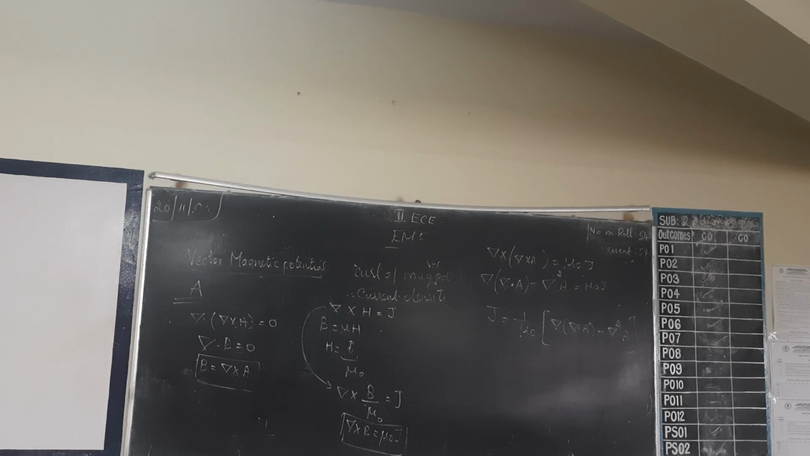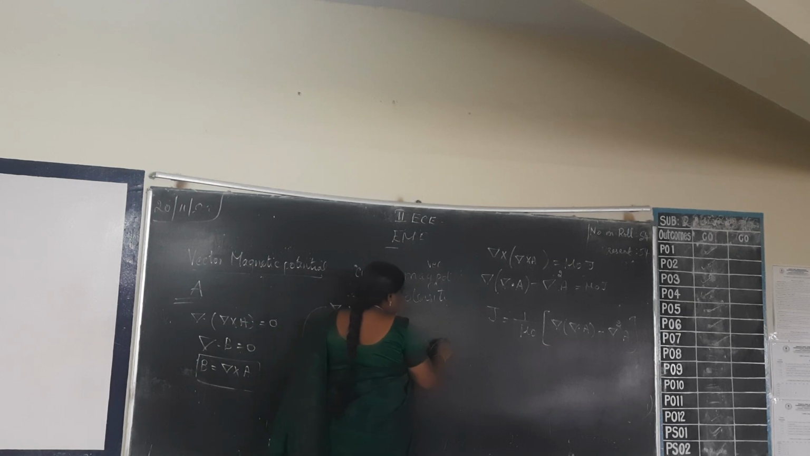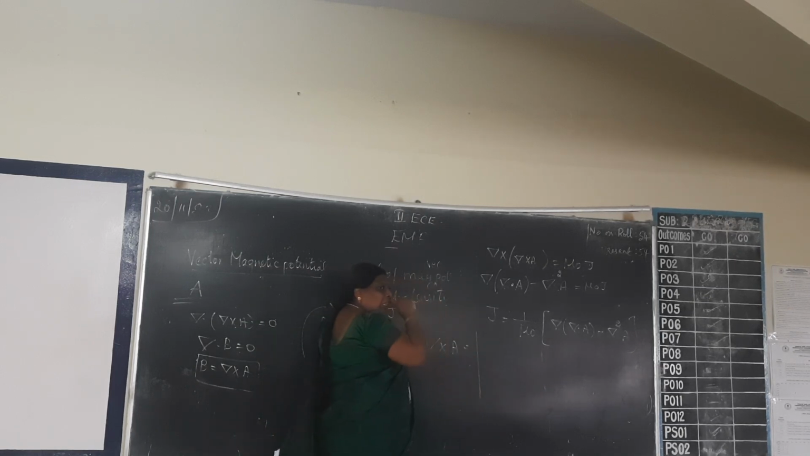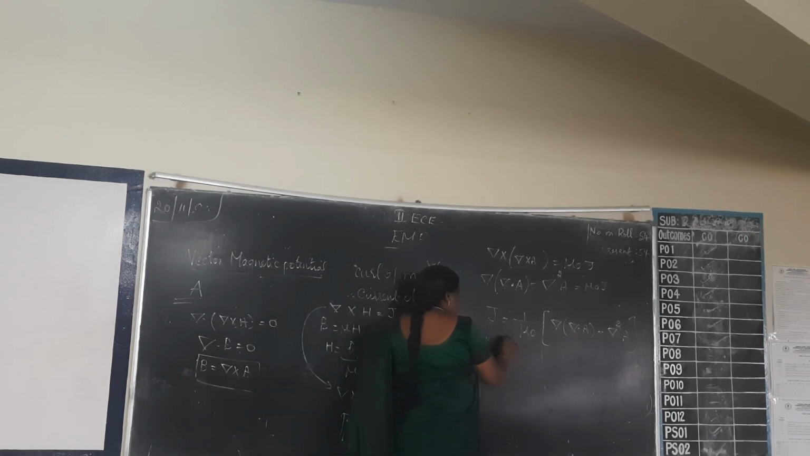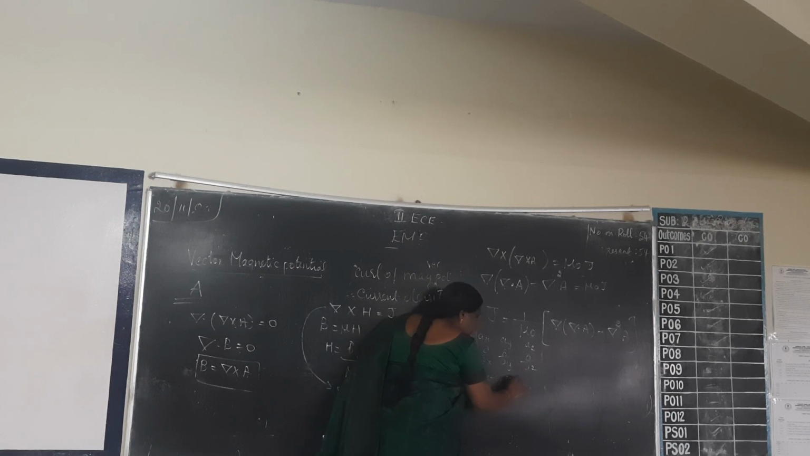So B is equal to del cross A. How do you find del cross A? Using a matrix. The matrix has the three components: dou by dou x, dou by dou y, dou by dou z, then Ax, Ay, Az. Here Ax is 4x plus 3y plus 2z, then 5x plus 6y plus 3z, the next one 2x plus 3y plus 5z.